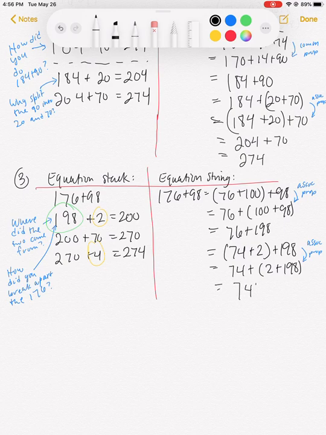Okay. Now we have 74 plus 200, which is where the next step comes in. 200 plus 70 is equal to 270. So we need to take our 74 plus 200 and split up the 70 so that we can do... Oh wait, no, not in this one. Yeah, in this one, we split up the 74 into 70 plus 4, which is what the last two steps are.